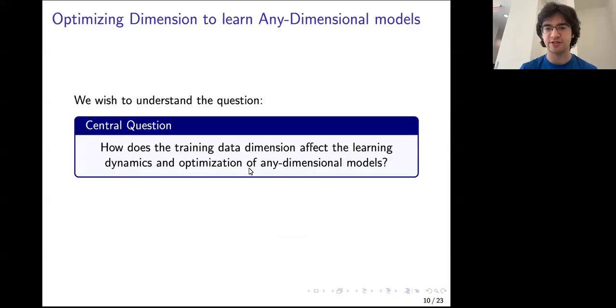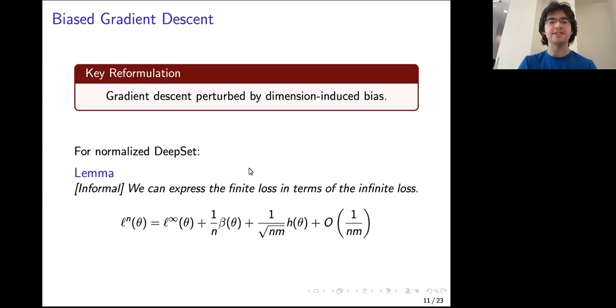And so basically, this is all set up to the central question of this talk, which is how does the training dimension affect the learning dynamics and optimization of these any-dimensional models, i.e. how does optimizing on Ln affect optimizing on L infinity? And so the way we're going to answer this is through this quantity we call dimensional efficiency. And so the way we do this is we can reformulate the problem of dimensional generalization through the idea of a dimension-induced bias for gradient descent. Basically, having a different data dimension induces some expected bias in the gradient flow, which leads to different learned functions.